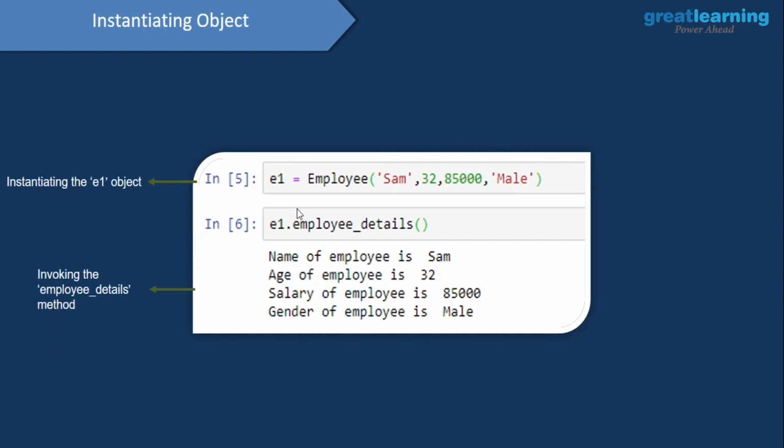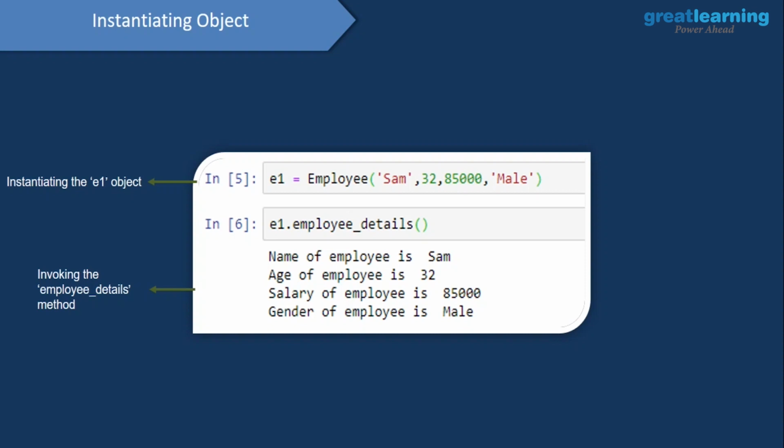And once I have created the object, and since I have also given all of the values to the attributes, I can directly invoke the employee details method. And when I invoke the employee details method, you would see that I am able to print out all of the details. Name of the employee is Sam, age of the employee is 32, salary of the employee is 85,000, and gender of the employee is male.